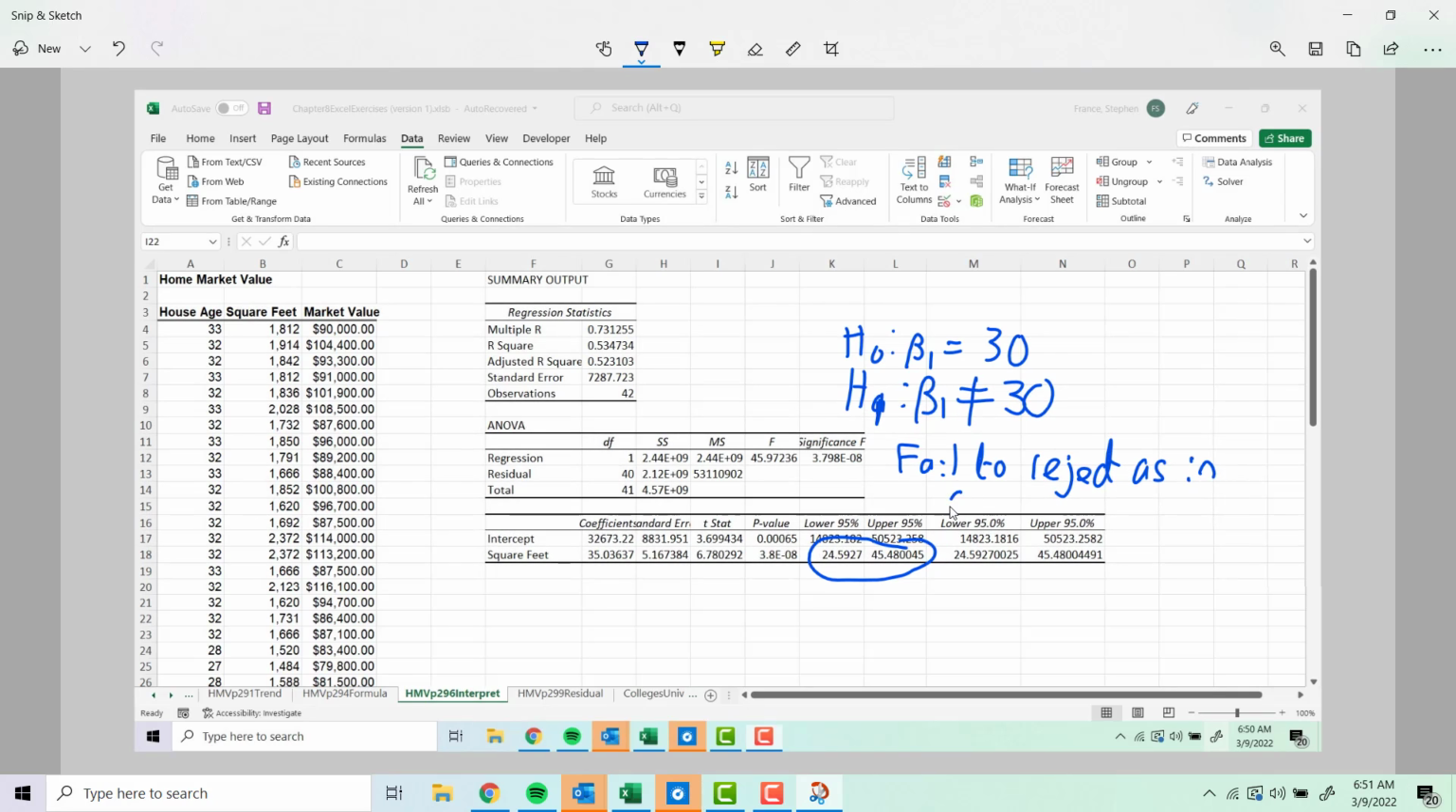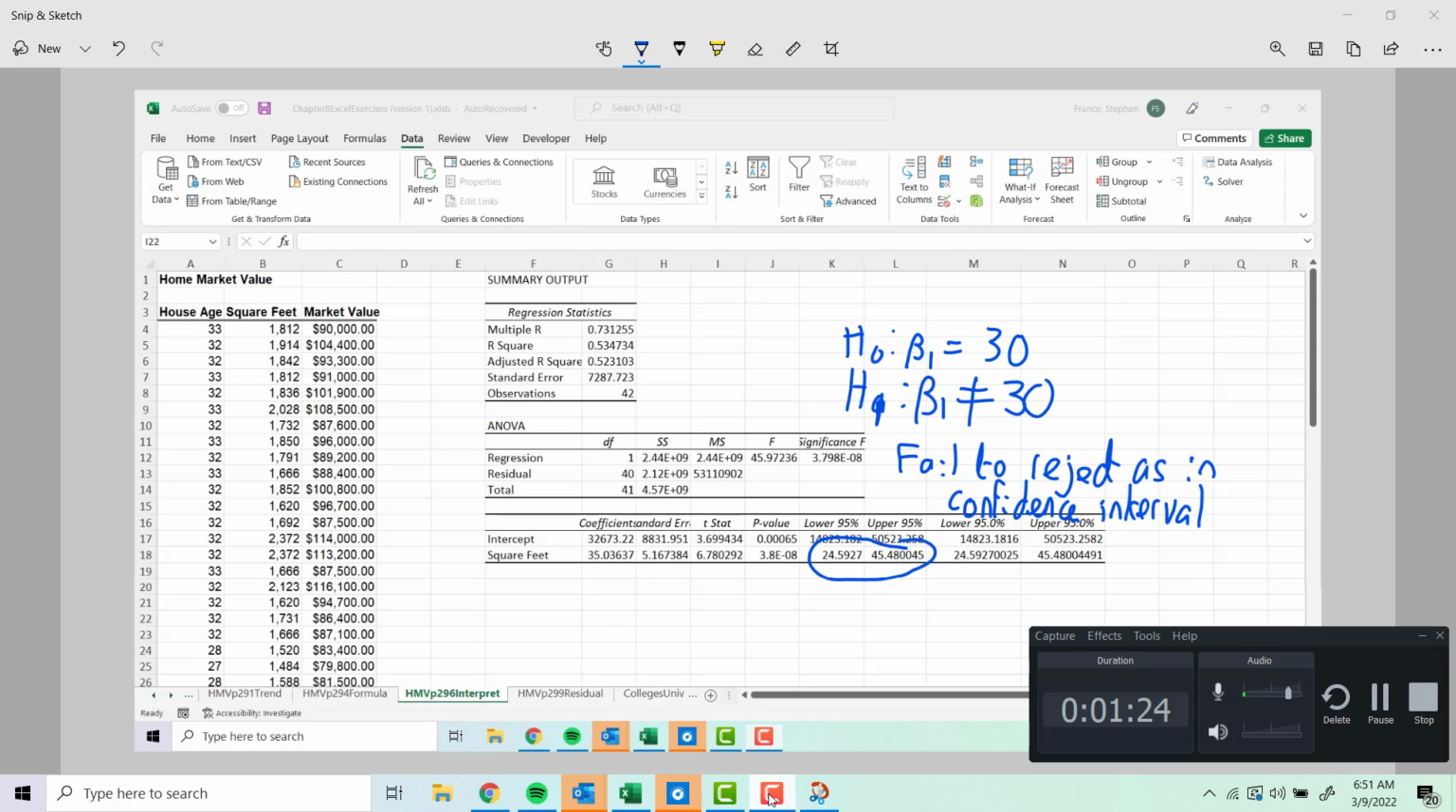As in confidence interval. Because for a t-test, you probably did this in your stats class, a two-tailed hypothesis test is pretty much identical to a confidence interval and checking whether your null hypothesis value is within the confidence interval. Okay, so that was just a little additional piece of information.